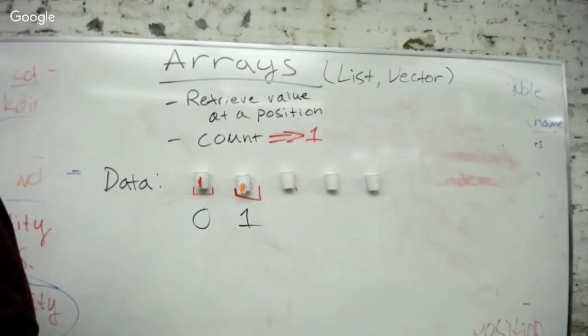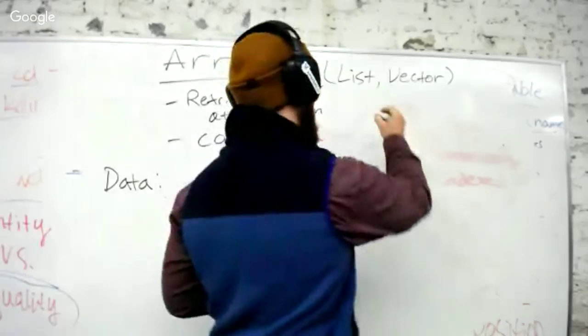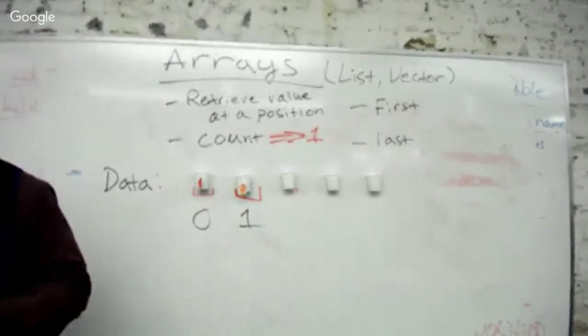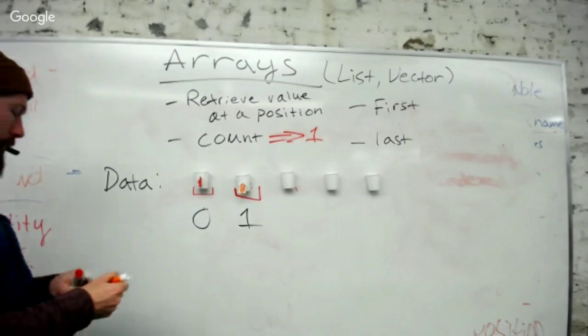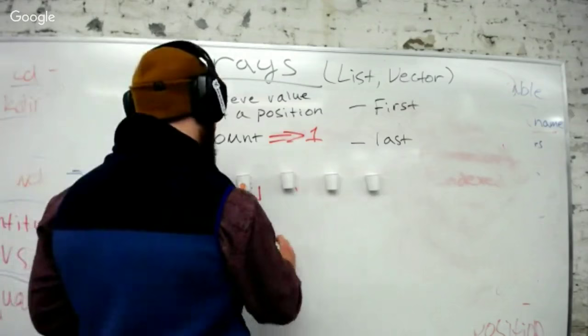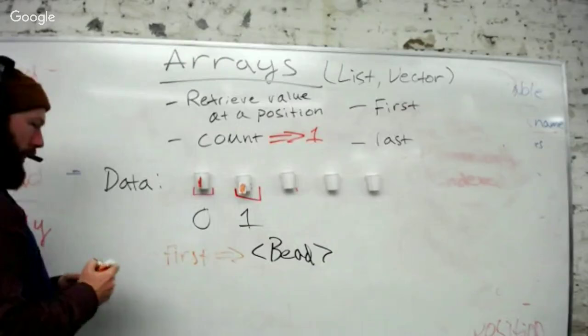Another common thing we might want to ask an array is, what's the first value? And what are the last values? And so with this setup of the array right now, if I ask the array, what is the first thing? It'll be some bead. If I ask the array similarly, what is the last thing?